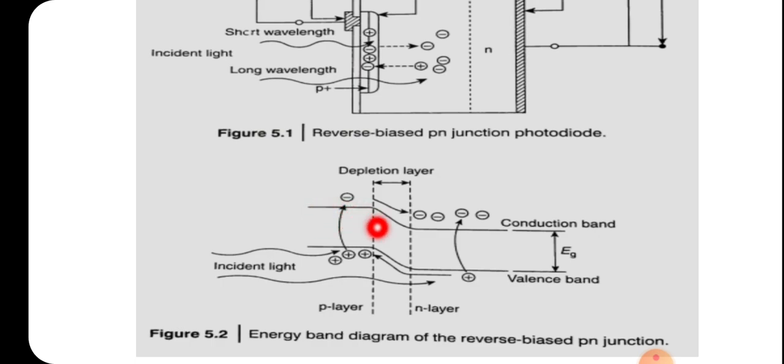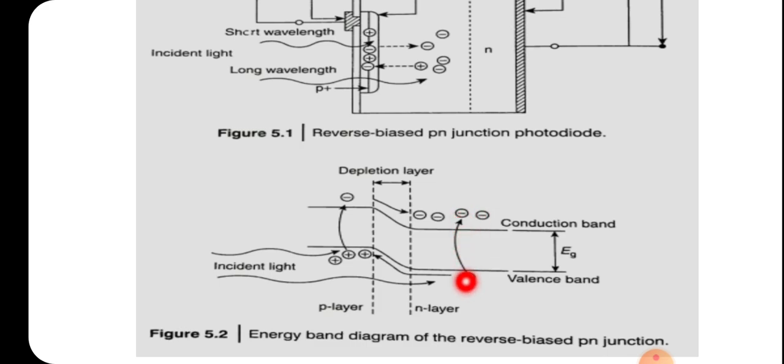This is the P side and this is the N side, and this is the position of the valence band and this is the position of the conduction band, and there is an energy gap between the valence band and conduction band. Similarly, in the P side also you can see the valence band and conduction band, and the P side is abundant of holes and the N side is abundant of electrons. When light energy is incident on this PN junction or this material, the light will be absorbed so that electron hole pairs will be produced.